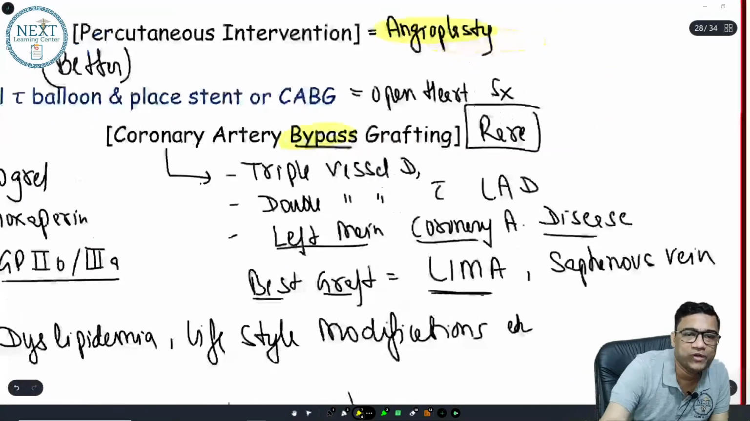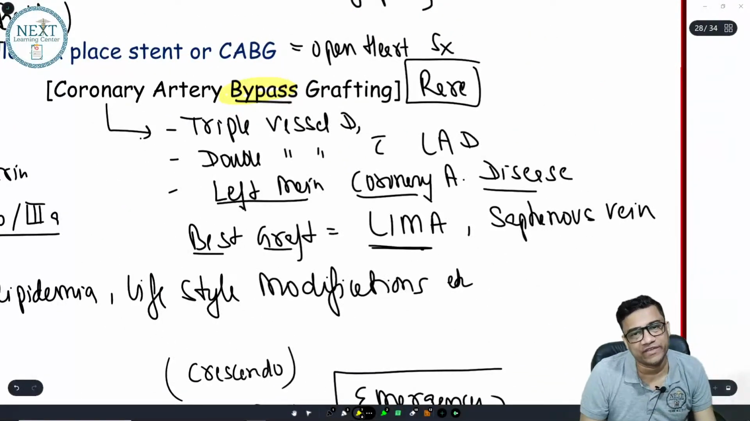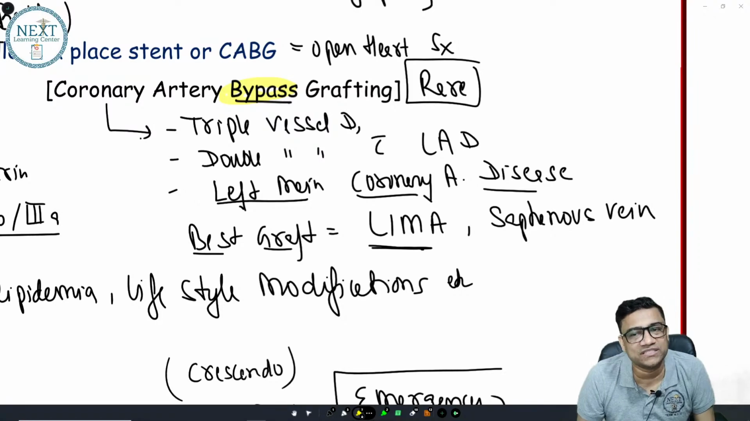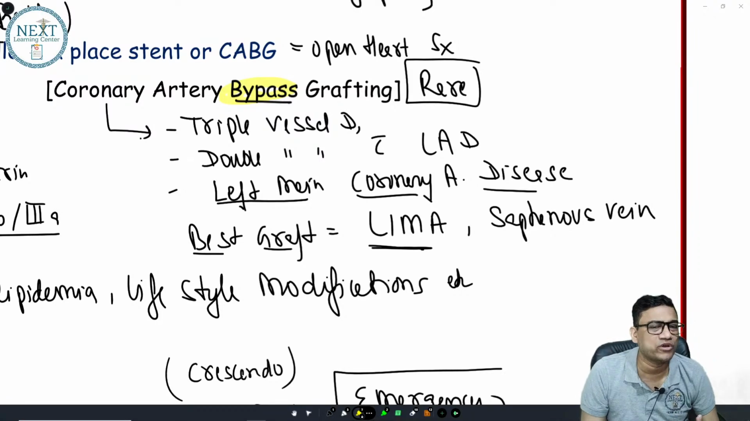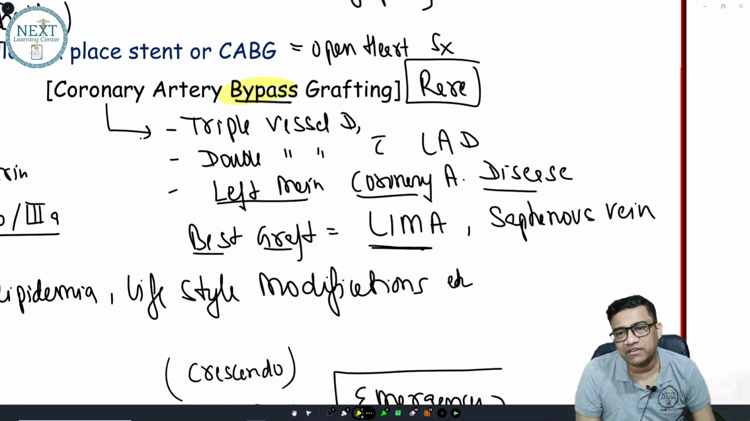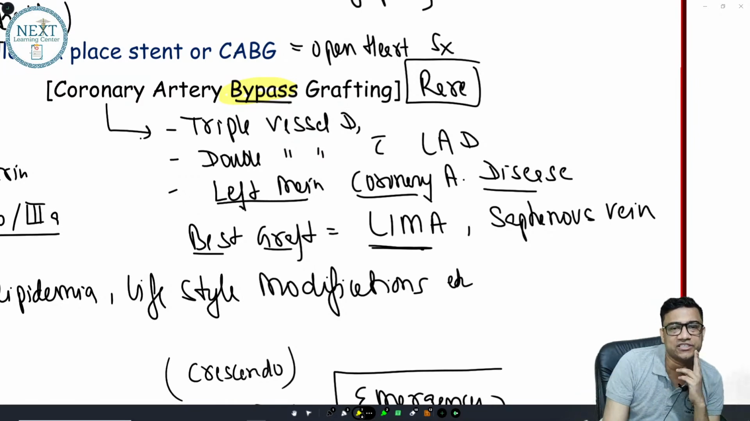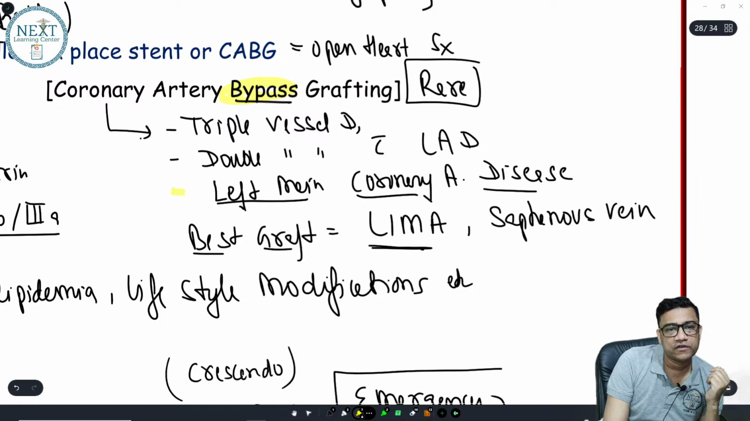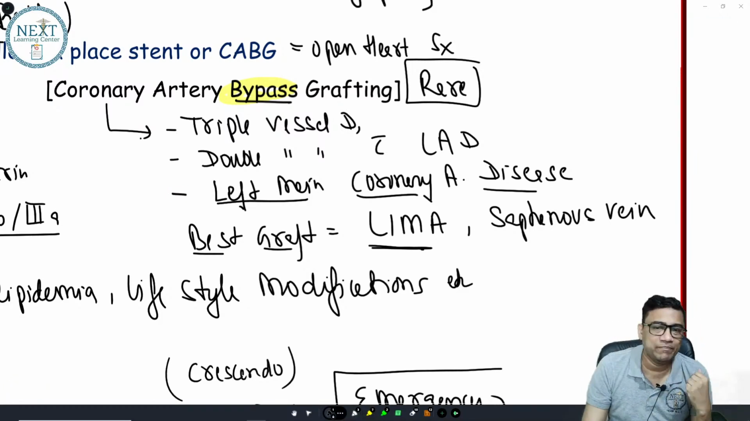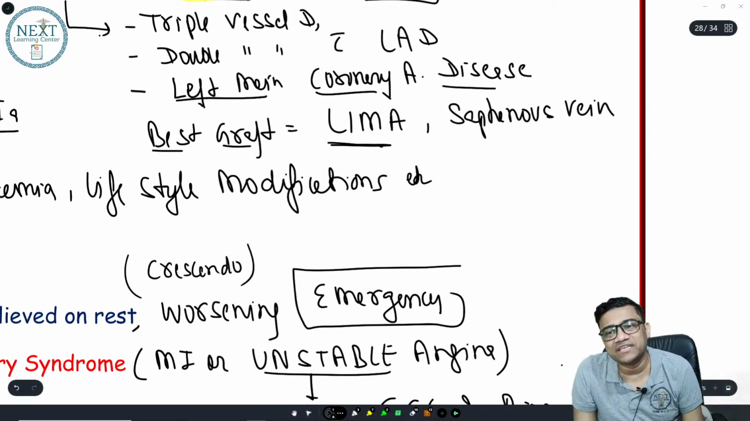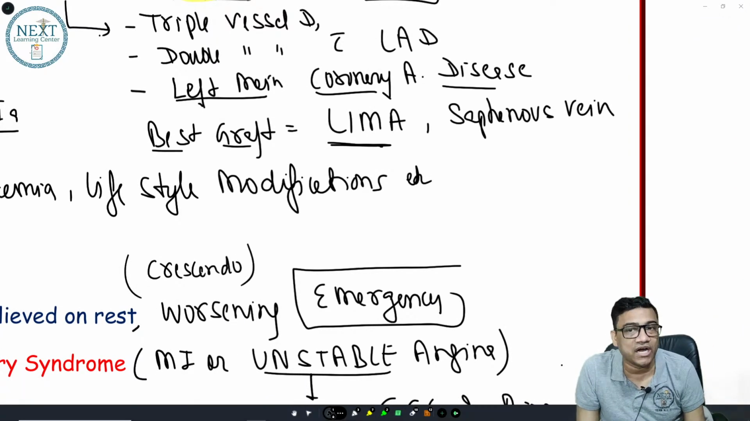Now when do you do bypass grafting? It is done in triple vessel disease, because 3 stents are not advocated. Then double vessel with LAD involvement, or if the left main coronary artery is affected. In these three conditions, we will go for bypass grafting. Are you clear? And the best graft is LIMA.